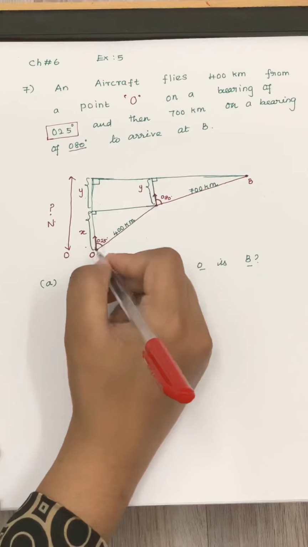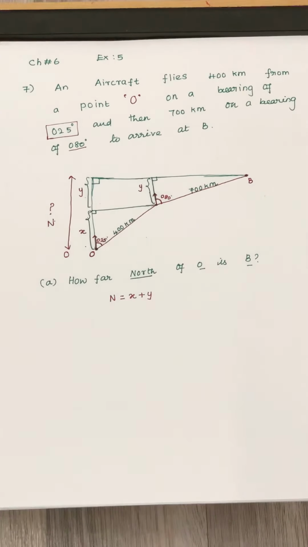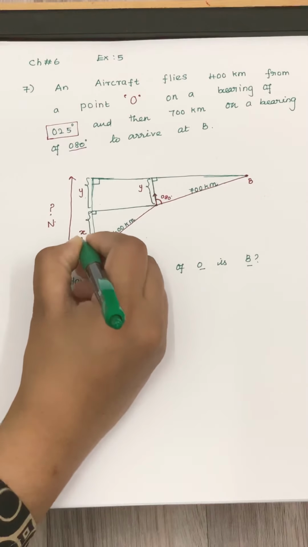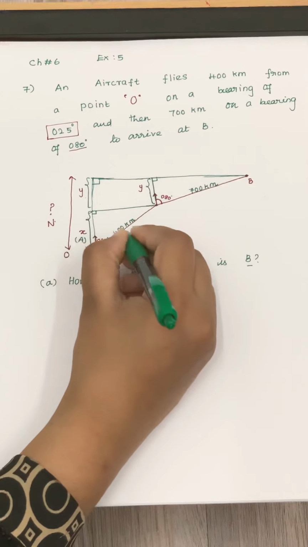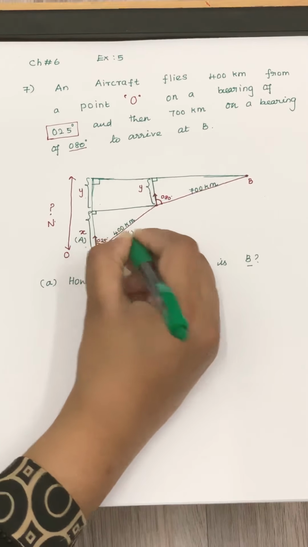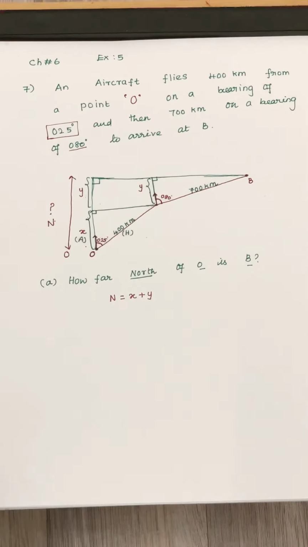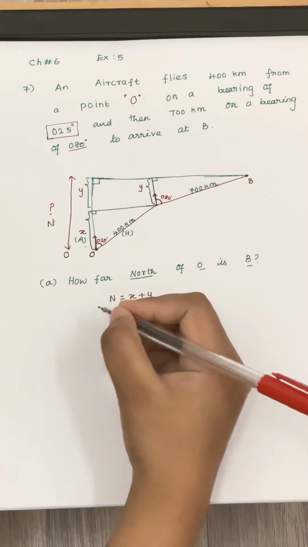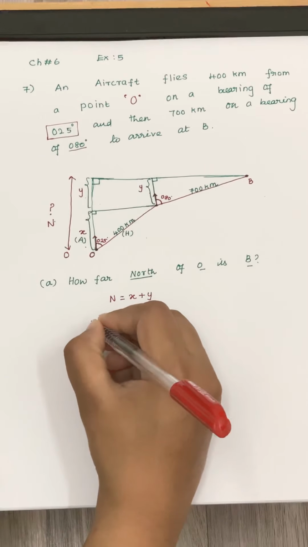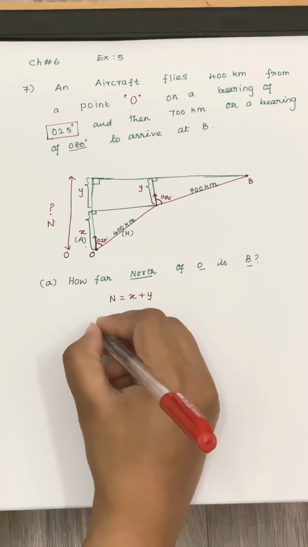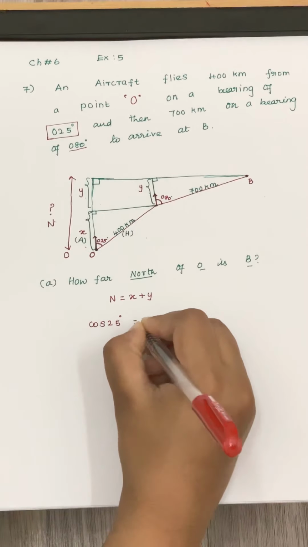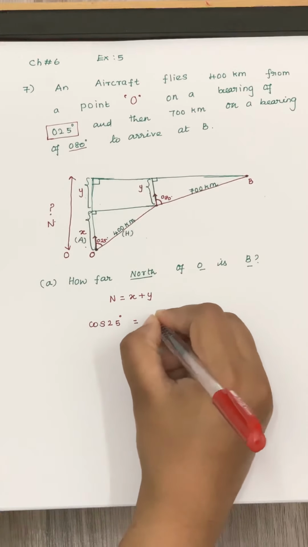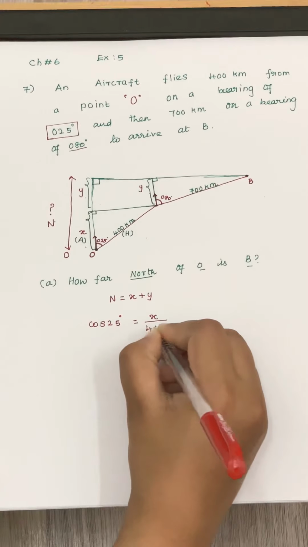This is a right angle triangle, so you have to label the sides. This is the side adjacent to the given angle, and this one is of course opposite to the 90 degrees, so the hypotenuse. Adjacent and hypotenuse is which trigonometric function? Cosine. So I am going to use the cosine function. cos 25 degrees equals what? X over 400.